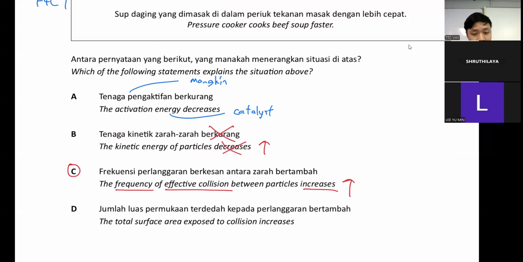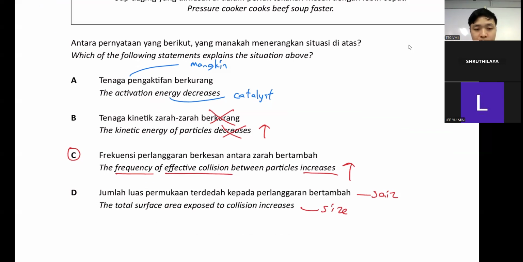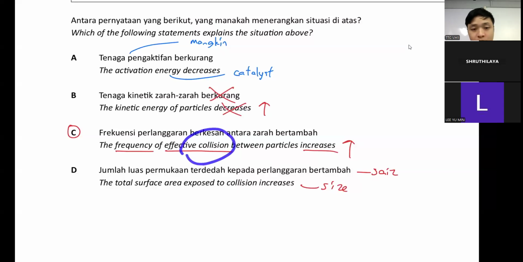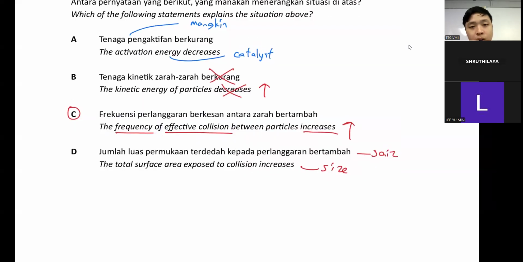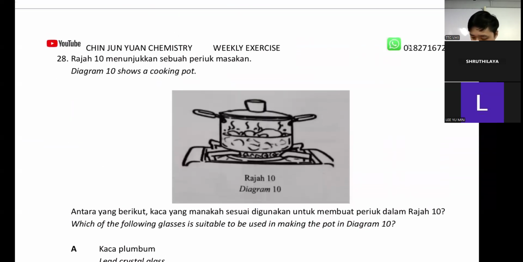D, total surface area exposed to collision increases. Wrong. This one is used for size. 用在 size 那边的大小的。So the best answer is C. Collision means collide. Frequency means how frequently they collide, how often.